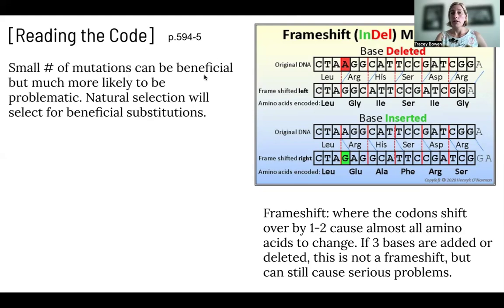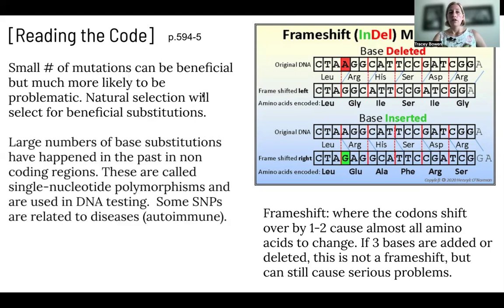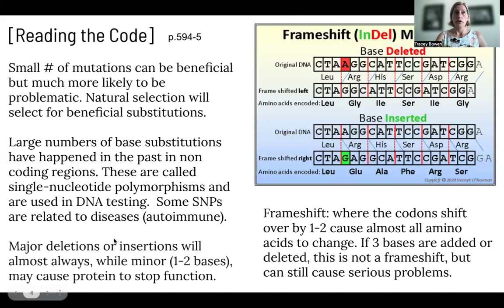So when we're looking at reading this code, a lot of small mutations or numbers of mutations can be beneficial, but they're much more likely to be problematic. Natural selection is going to select for beneficial substitutions. Large numbers of base substitutions have happened in the past in non-coding regions, and these are called single nucleotide polymorphisms. They're used in DNA testing because they are unique to you and your own family. So my SNPs will be slightly different than someone in the class's SNPs. But these single nucleotide polymorphisms, called SNPs, can be related to diseases. A lot of autoimmune diseases, you can see in people's SNPs that they will have autoimmune diseases, such as Crohn's disease, for example, or rheumatoid arthritis.